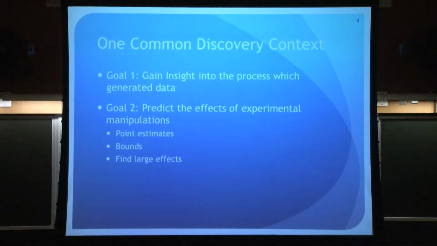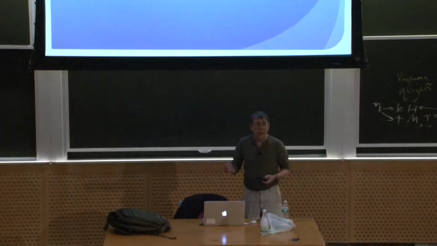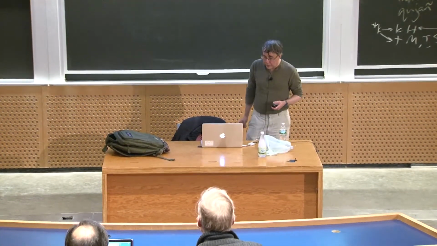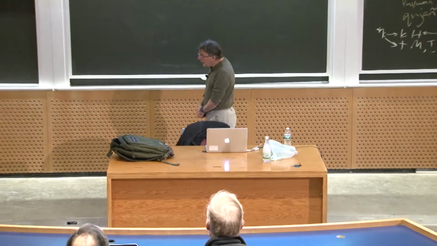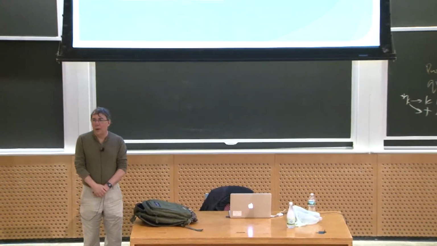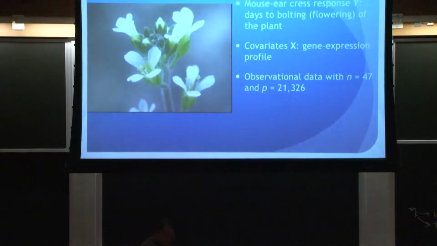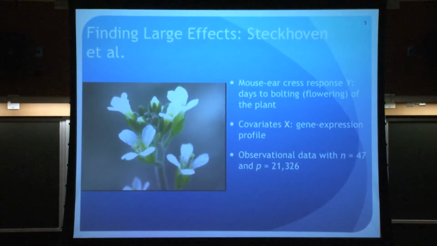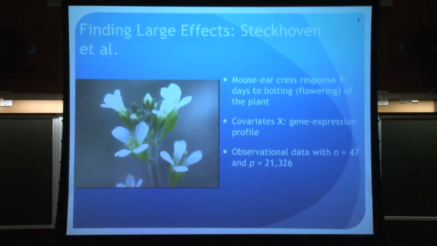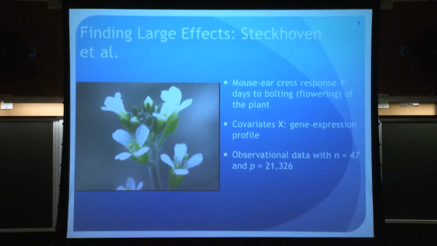It's being able to predict the effects of interventions rather than merely making inferences about the system as it currently exists. So let me give you an example of the kind of system I would be talking about. This is from Steckhoven et al. The problem is that you have a plant, and you're interested in trying to figure out which genes are the causes of how long it takes this plant to flower. So you have gene expression profiles, and in this case they had 21,326 genes, and their sample size was 47.